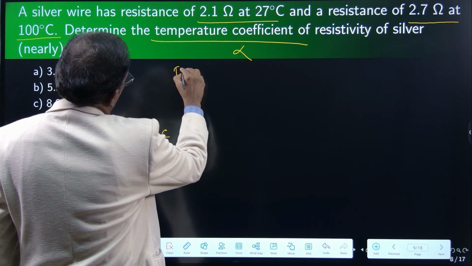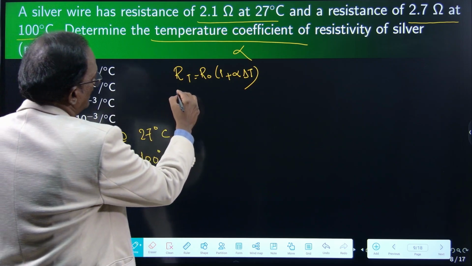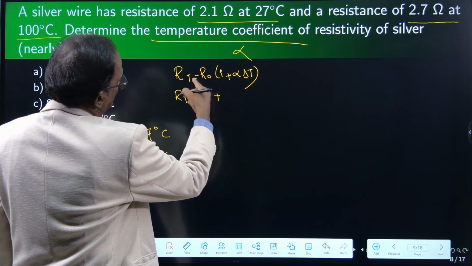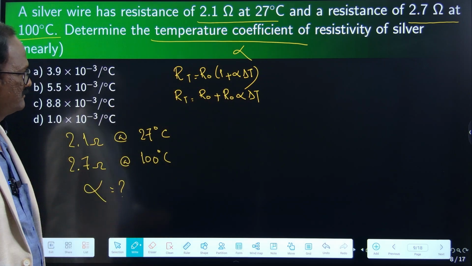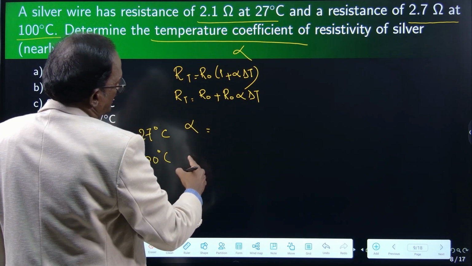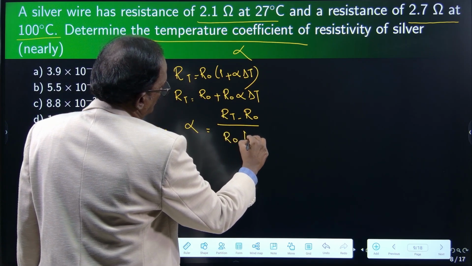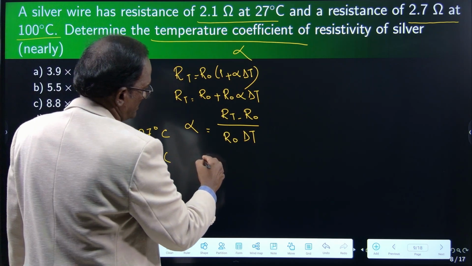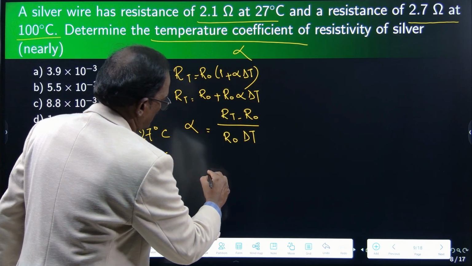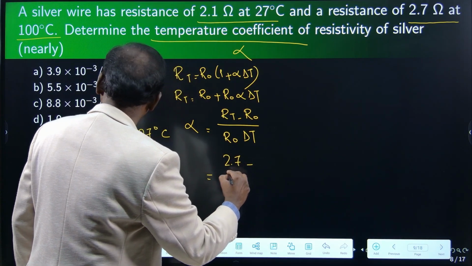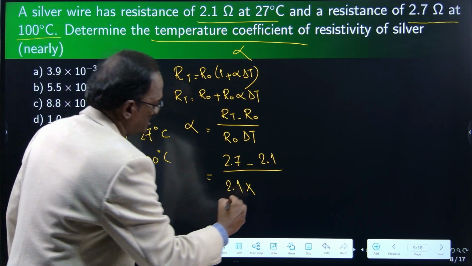We'll write the general expression RT is equal to RO of 1 plus alpha delta T. RT is equal to RO plus RO alpha delta T. Delta T is change in temperature, 100 minus 27 is the delta T, right? We want alpha. Alpha is equal to RT minus RO divided by RO into delta T. So here delta T is 100 minus 27. RT is given 2.7, RO 2.1. We'll put all the values here: RT 2.7 minus RO 2.1 divided by RO 2.1 into 100 minus 27.